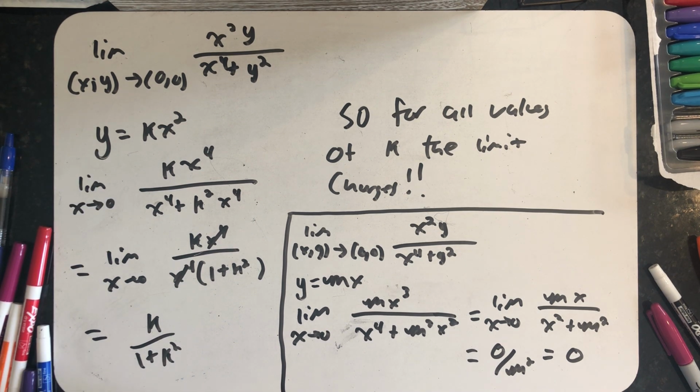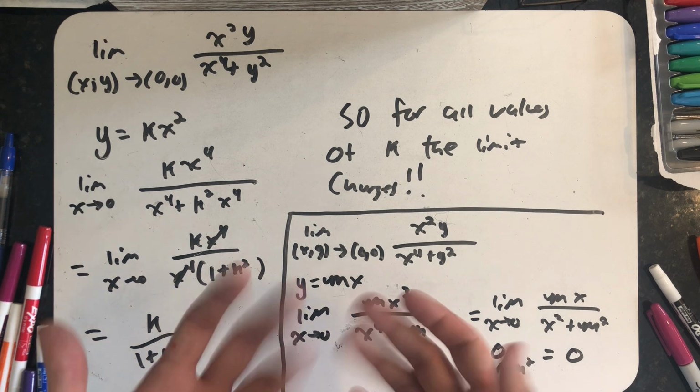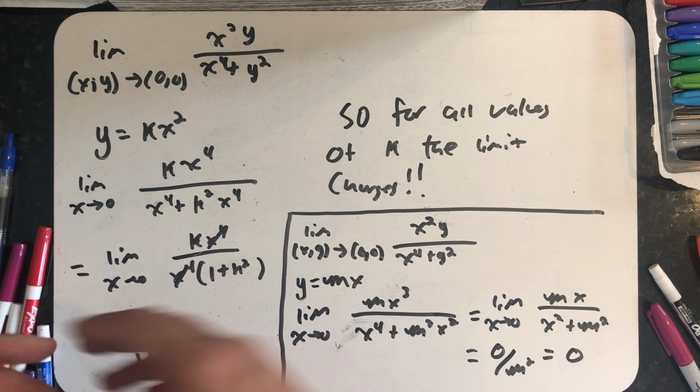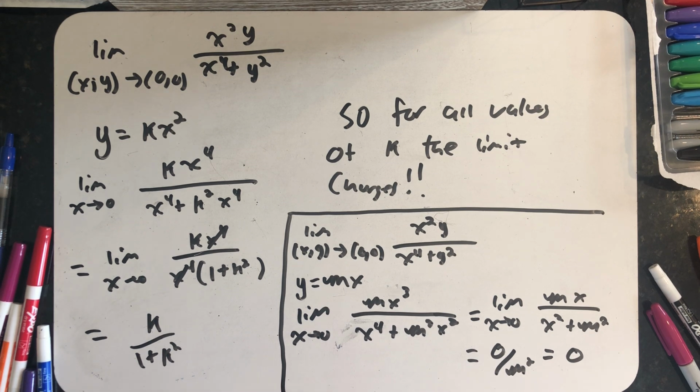And we could also talk about the common things we might try, like lines are a common choice, parabolas are a common choice. We might want to try the axes on some problems, right? The x-axis y equals 0, the y-axis x equals 0, and see what happens along our coordinate axes. But that's it for now.